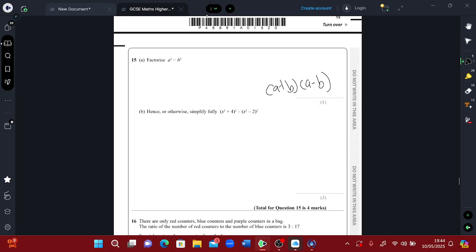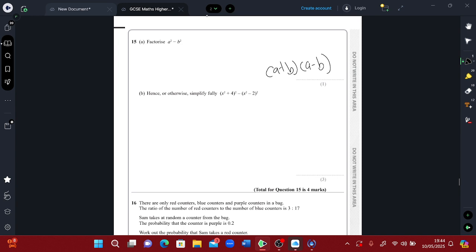I don't know, but you need to recognise the difference between squares. Then it says hence or otherwise, simplify fully. Key exam tip: if it says hence, that's saying you need to use your part A answer, and this is going to help. So notice it's vaguely a similar form. We have another square number here, A, minus another square number here. So these two brackets are squared.